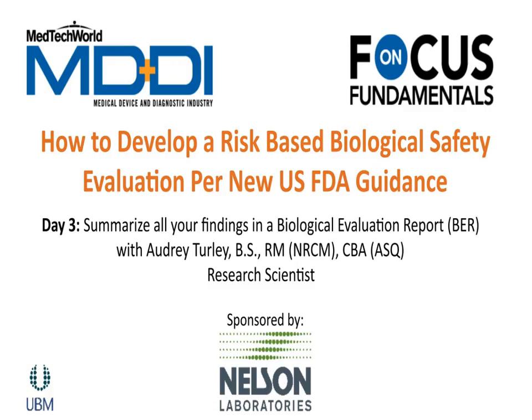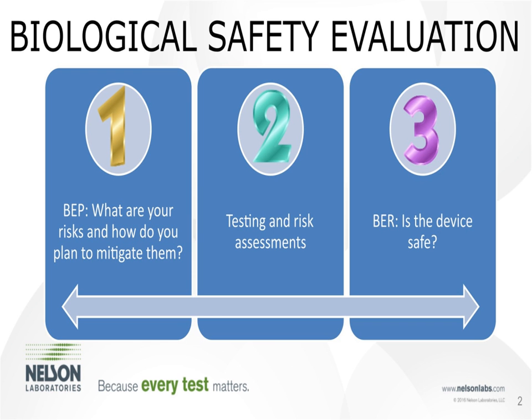Thank you, Tanya, and welcome everyone to our third day of this class. I thought it would be good to begin with a summary slide to review what we've talked about and how this fits into your biological safety evaluation. What we start with first is a Biological Evaluation Plan, or a BEP. So this is the stage where you're identifying what your risks are and then laying out a plan to mitigate those risks. And the second part is the testing and risk assessments.